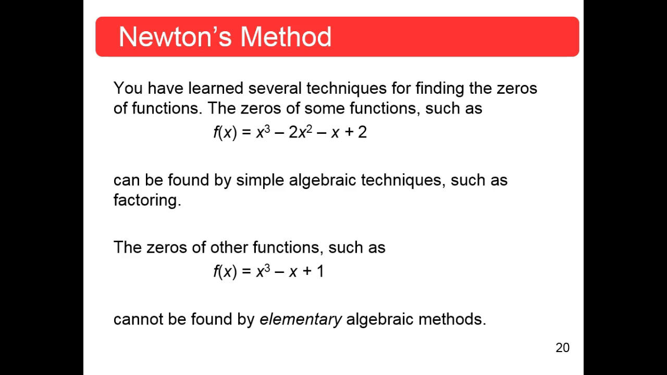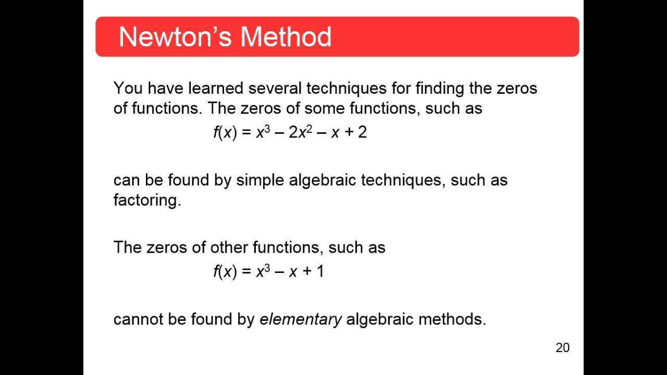You have learned several techniques for finding the zeros of functions. The zeros of some functions, like this one, can be found. What would you do with one like that? Take the derivative, but that's when you could, but actually to find the 0, take out.